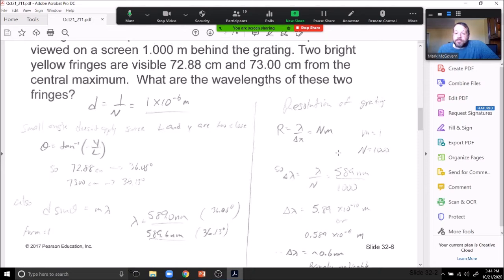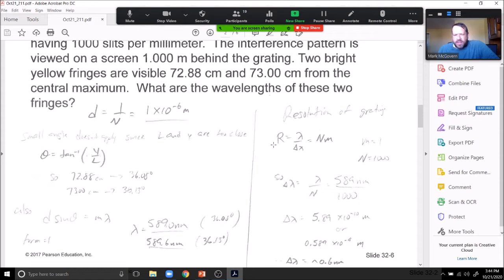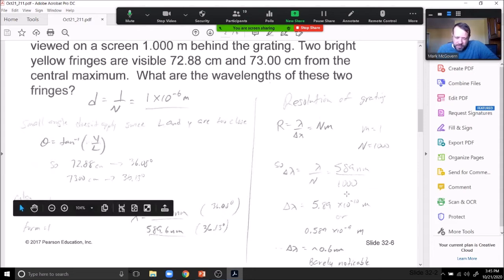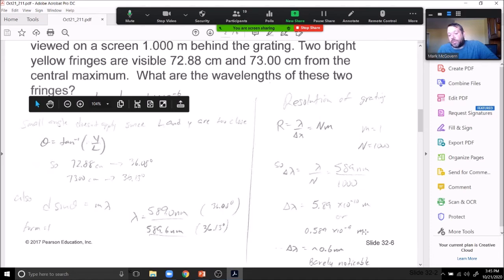So what we do is we set that equal to... wait, did I say no? Wait, hold on. I'm getting myself confused here. Sorry, back up. The resolution is lambda over delta lambda. That's equal to n times m. M is the order, n is the slits per millimeter. It's not R. And so we solve for the delta lambda here, and we get 5.89 times 10 to the minus 10. That's basically almost 0.6 nanometers, which is basically at the resolution limit here.